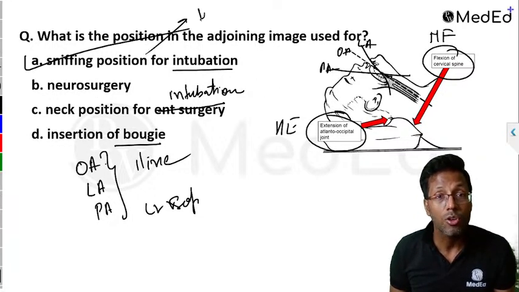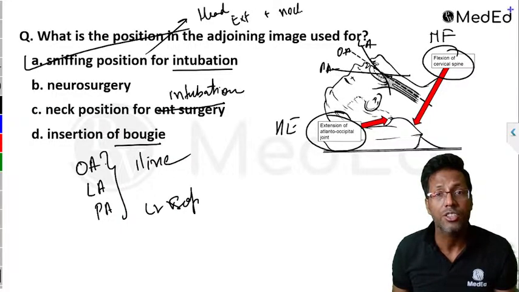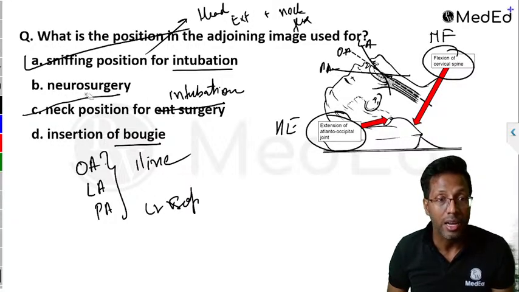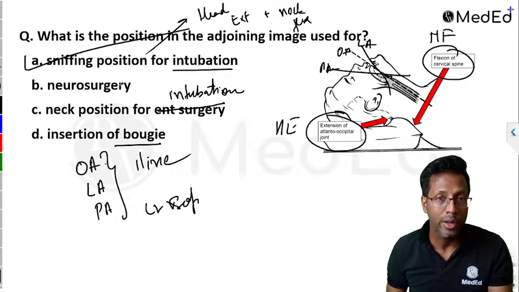Sniffing position is also your head extension. So basically it involves head extension plus neck flexion. So therefore it is not just the neck position. So your option C is incorrect. And Dr. SLI, thank you so much for pointing out, great.